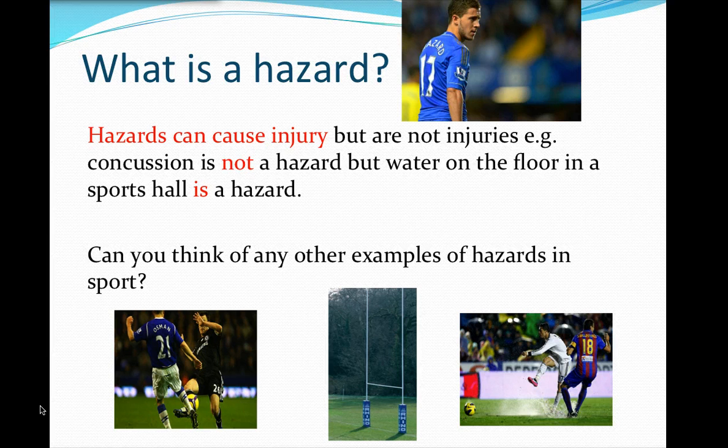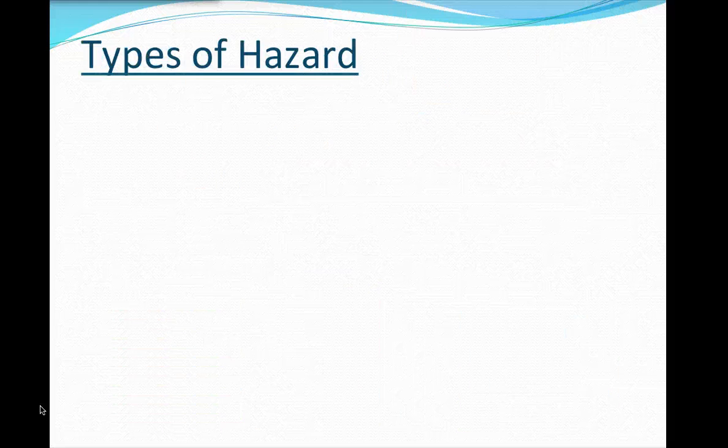So, knowing what a hazard is, well, a hazard is something that can cause an injury. It's not an actual injury, so for example a concussion or a cut, but a hazard is something that can cause an injury. So for example, water spilled on the floor in a sports hall would be classed as being a hazard. You also need to try and think of any other examples of hazards that you might find in sport. For example, one might be playing football without wearing any shin pads.